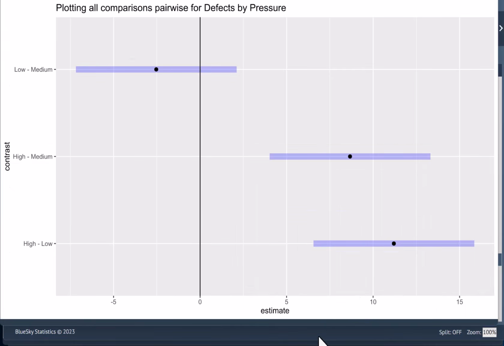Here's a first plot that shows something meaningful. It's a plot of pairwise comparisons, defects by pressure. So we have low versus medium pressure. Lower defects looks like about 2.5 lower than the mean. High to medium pressure is quite a bit higher than the mean, around 7. And high versus low, even a little more, maybe around 12. So that's a significant difference, and we'd want to use this to set our process accordingly, probably towards lower pressure.